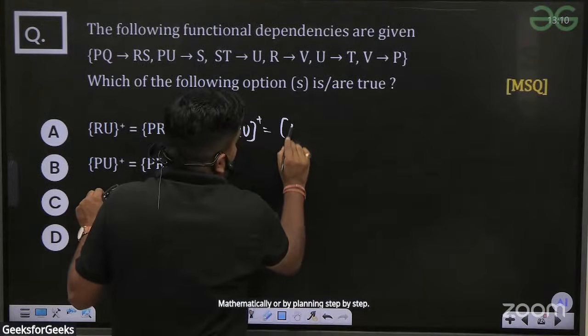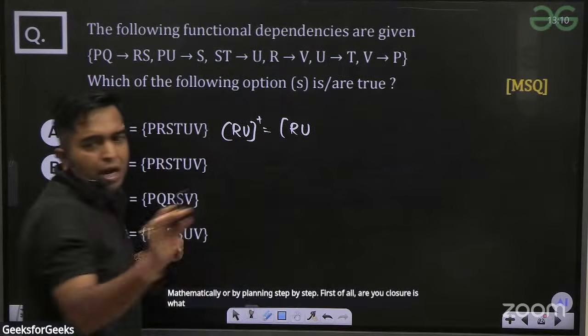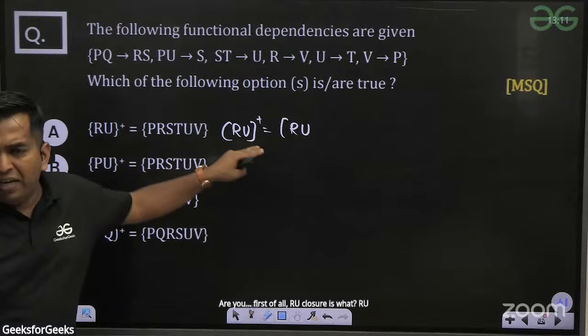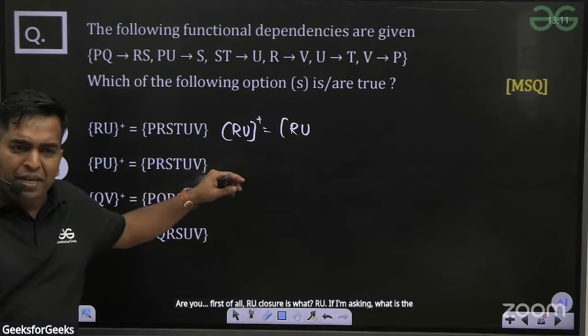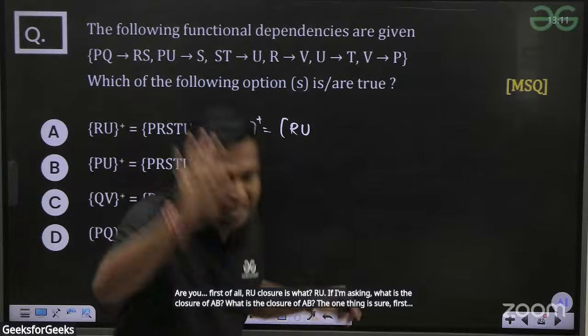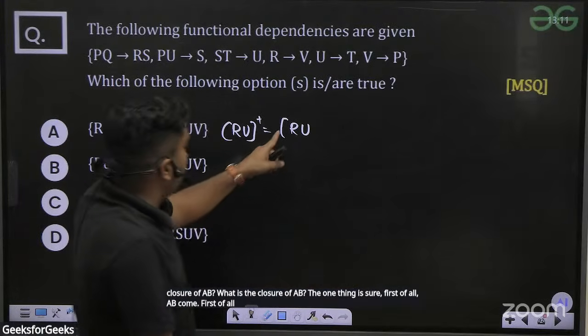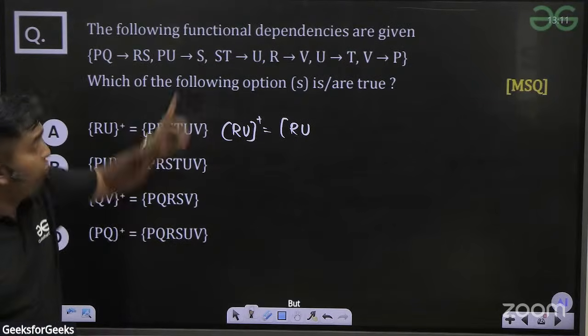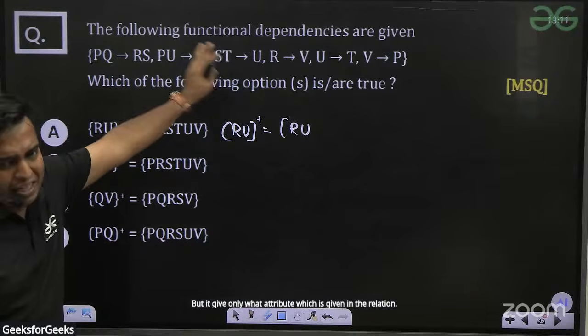First of all, what is the RU closure? If I'm asking what is the closure of AB, one thing is sure: first of all, AB comes. Now, the RU closure is what? It gives only the attributes which are given in the FDs.